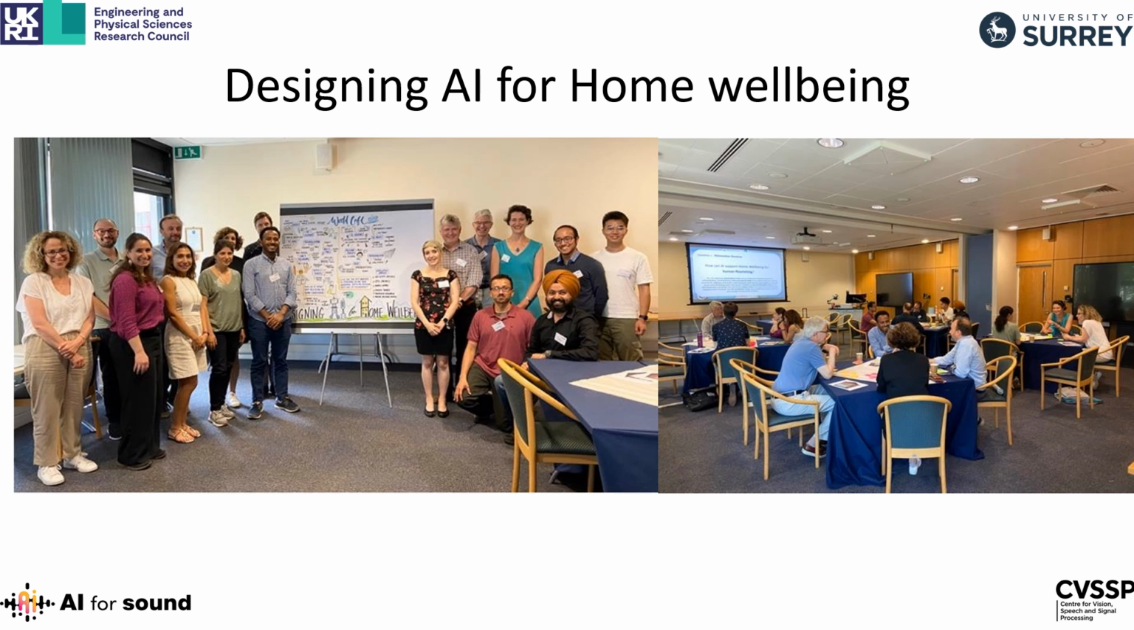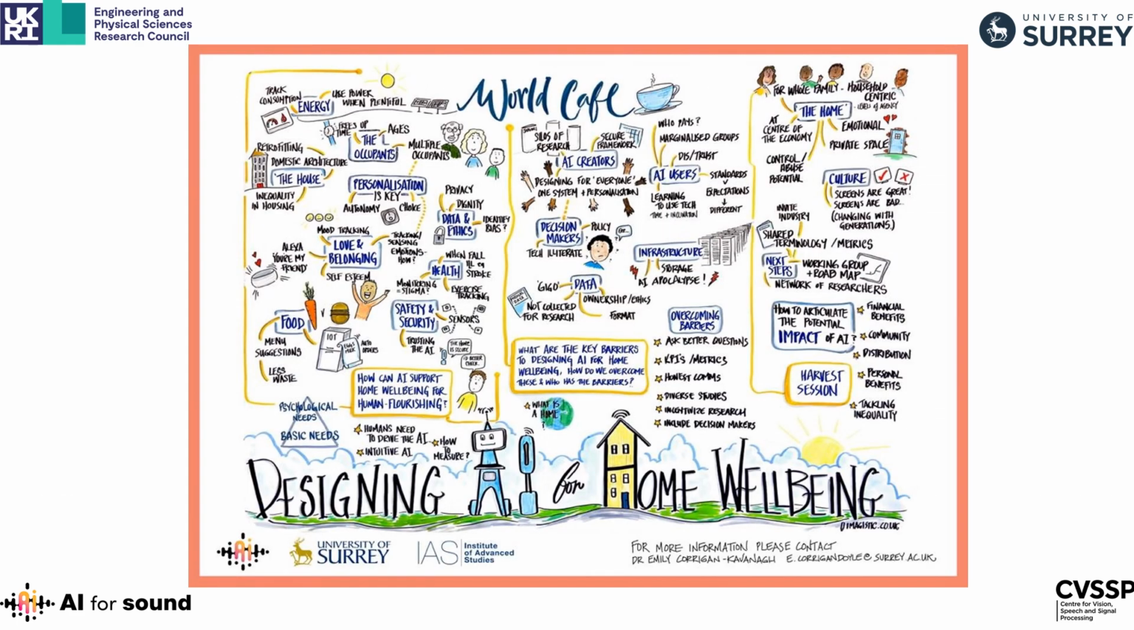So next we moved to our next World Cafe discussion, where our specific focus was on designing AI for home well-being. Here the group for discussion was experts from an AI background, from universities, researchers, and from industry. And we asked questions in this World Cafe, for example, how can AI support home well-being for human flourishing? What are the key barriers to designing AI for well-being, and how do we overcome these barriers and challenges?